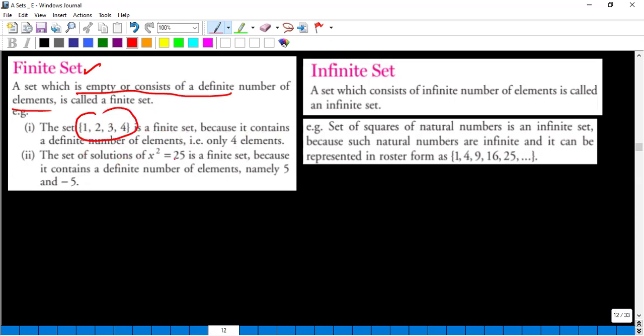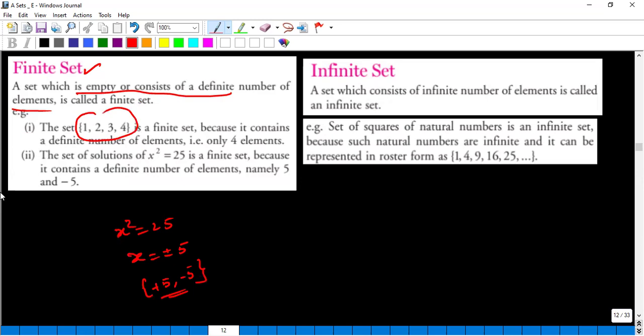The solutions of x square equals 25. x square equals 25 and the value of x will be plus or minus 5. How many solutions are you getting? One time plus 5, one time minus 5. We can count how many solutions we will get over here. We will get 2 solutions.